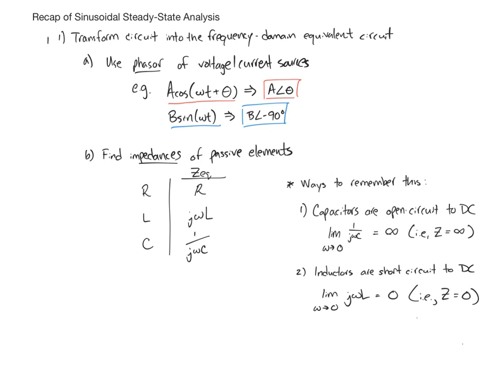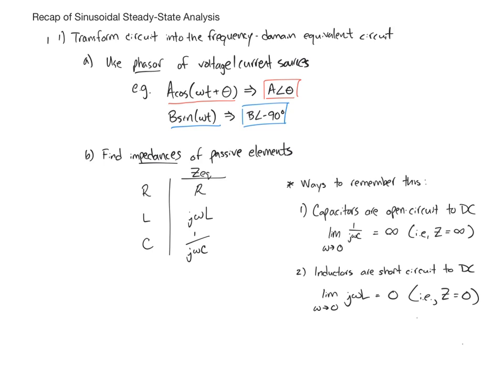Likewise, inductors, we said, act like short circuit elements under DC conditions. So if we take the limit as we approach DC conditions of the impedance of an inductor, we see that that limit is 0. In other words, the impedance under DC conditions is 0.